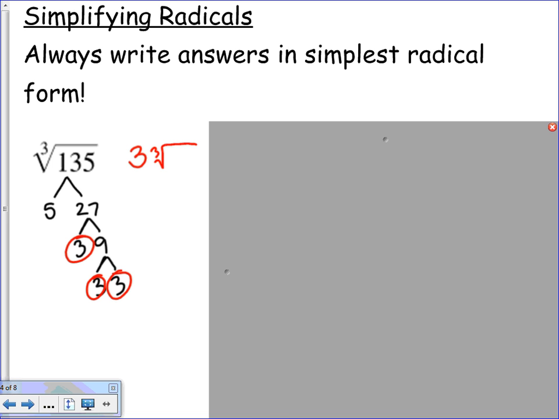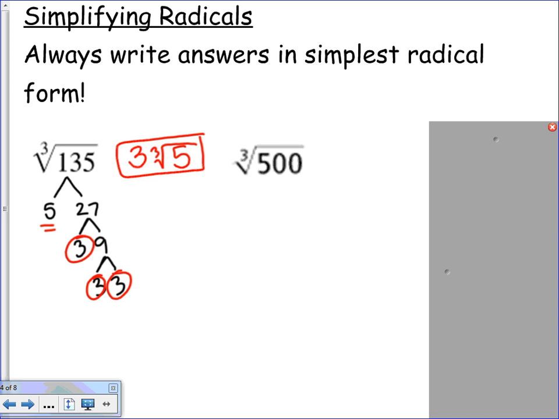And any singles or doubles get put back inside. So 5 is the only one left over. Goes inside. So 3 cube root of 5 is the simplest radical form for the cube root of 135. I have one that I would like you to try. So if you would, on your papers, do the cube root of 500 for me, and I'll walk around and answer questions if you have them.